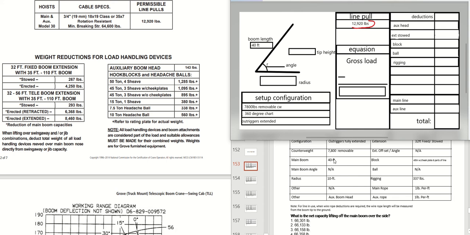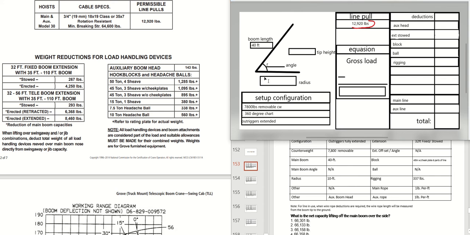Now our next one, we have main boom angle, NA. We don't have a main boom angle, non-applicable. We don't have something to write down for that. So we'll bypass that and we'll keep going. We'll write our radius now. Our radius, we have a 10-foot radius.